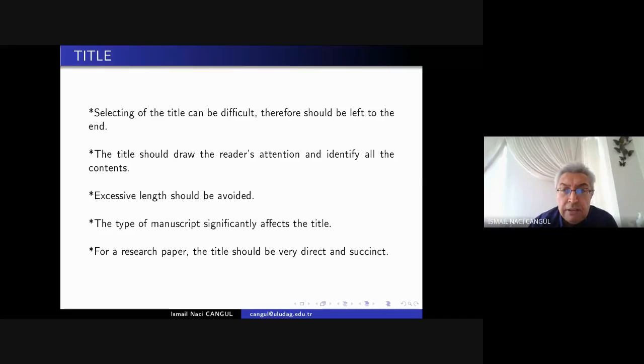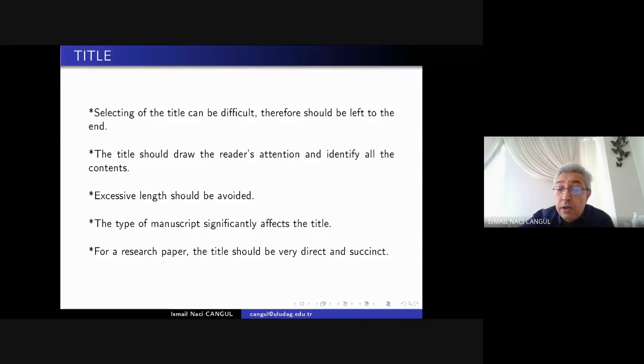About the title, what are the key points? Selecting the title can be difficult, especially because of what we usually do. We think of a problem that we believe we can solve, because we have done some similar results, similar papers. So we first write the paper's title, and then try to obtain the results that we plan according to the title.